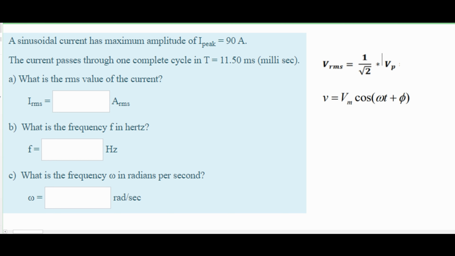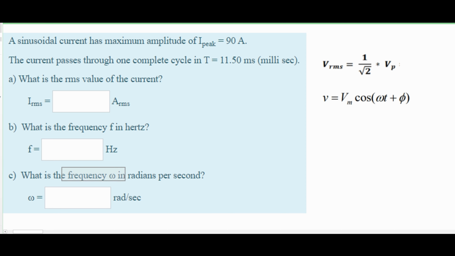In this problem, we have a sinusoidal current with a maximum amplitude of Ipeak equal to 90 amps. We know the current passes through one complete cycle at t equal to 11.50 milliseconds. We're going to find the RMS value of the current, the frequency in hertz, and then the frequency W in radians per second.